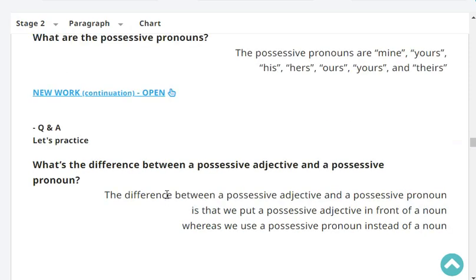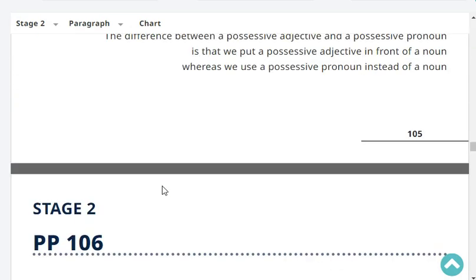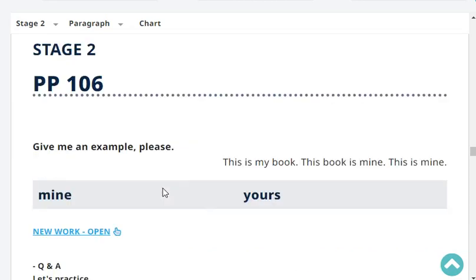What's the difference between a possessive adjective and a possessive pronoun? The difference between a possessive adjective and a possessive pronoun is that we put a possessive adjective in front of a noun, whereas we use a possessive pronoun instead of a noun. Very good.